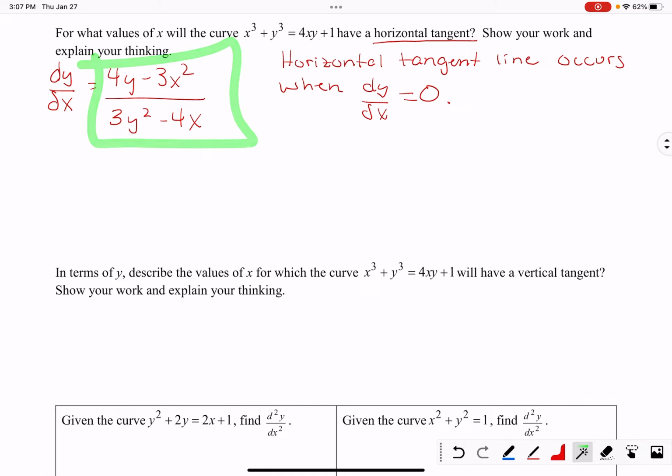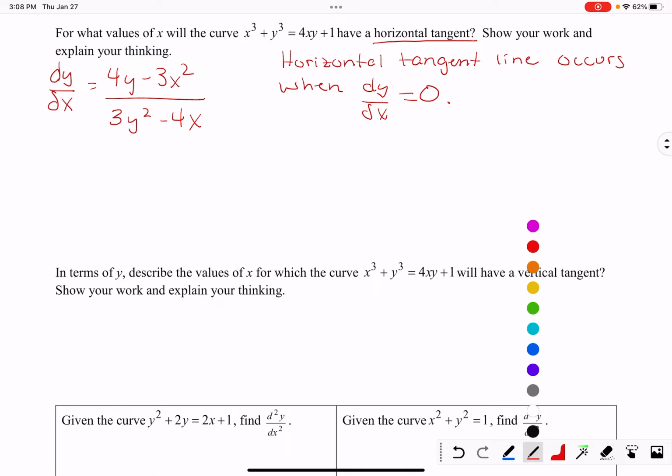Well, if you're dealing with a fraction, that's when the numerator is 0, right? So when this is equal to 0, the top, the entire value of the fraction will be 0, right? And if the bottom was 0, then you get an undefined value for your derivative. Okay, and that's going to happen in the next problem. But right now, we only care about where the derivative is 0, and that's going to be where the numerator of the fraction is 0.